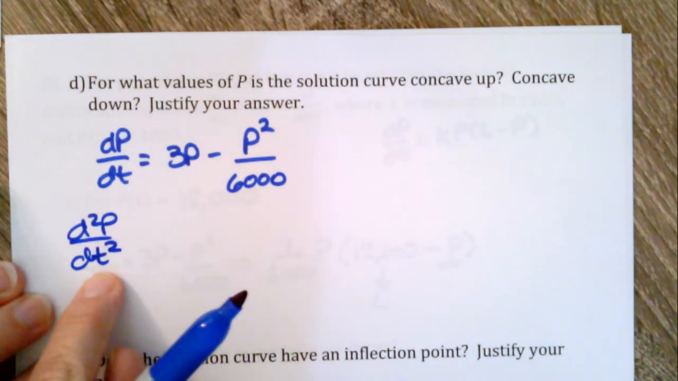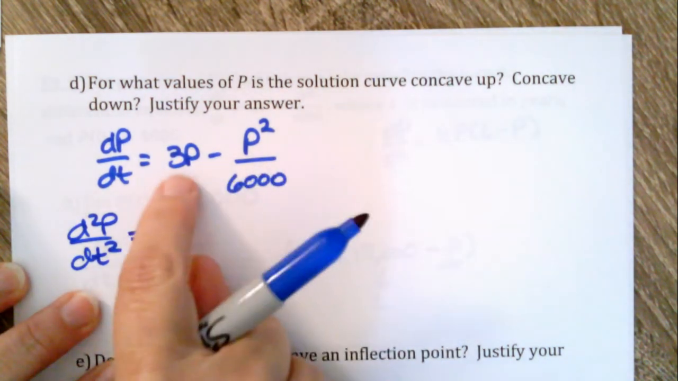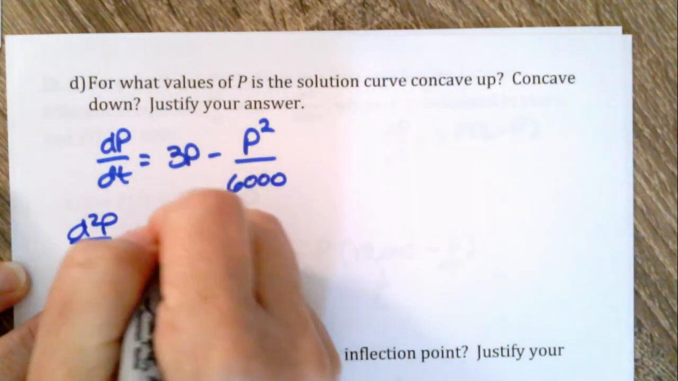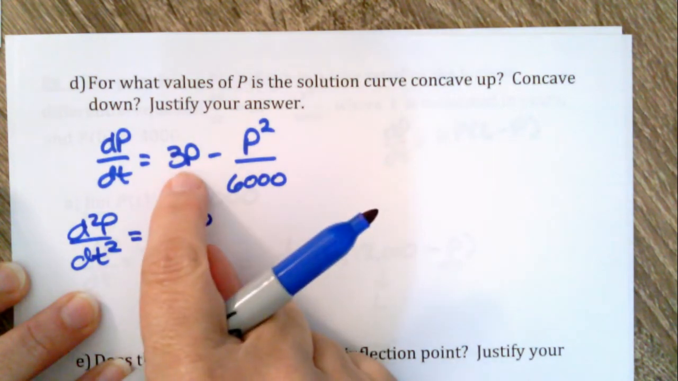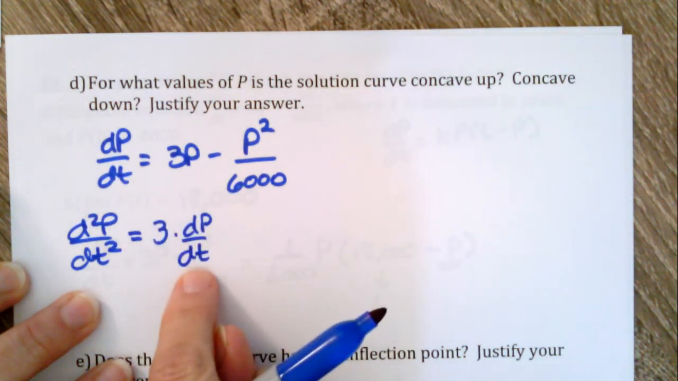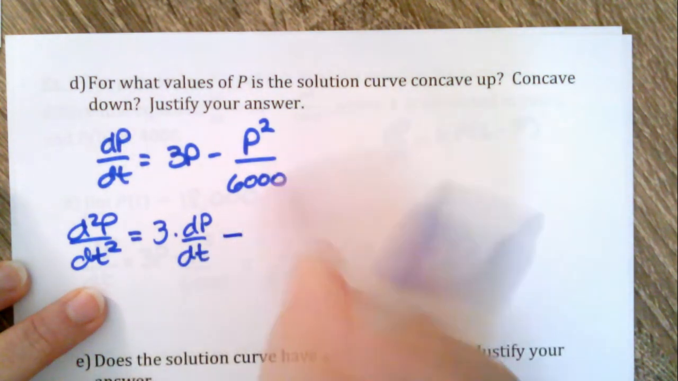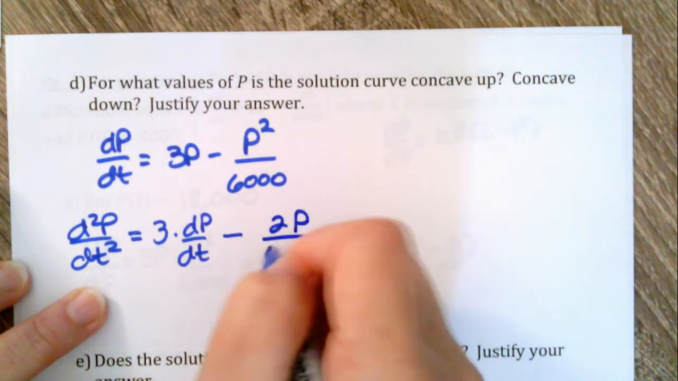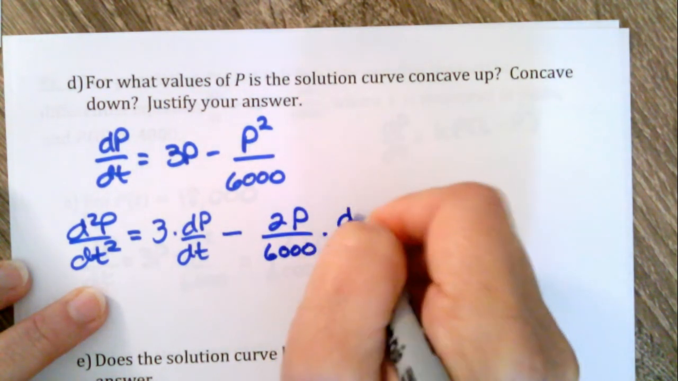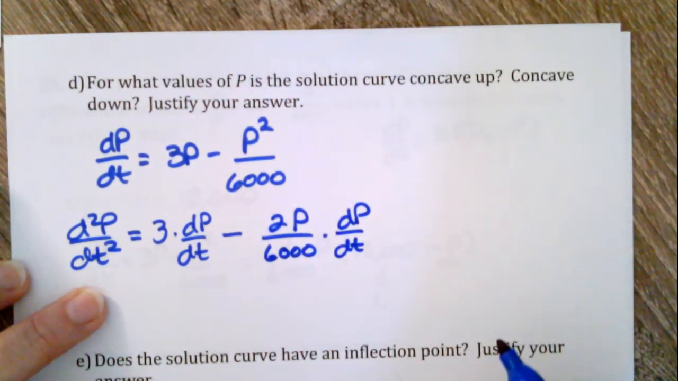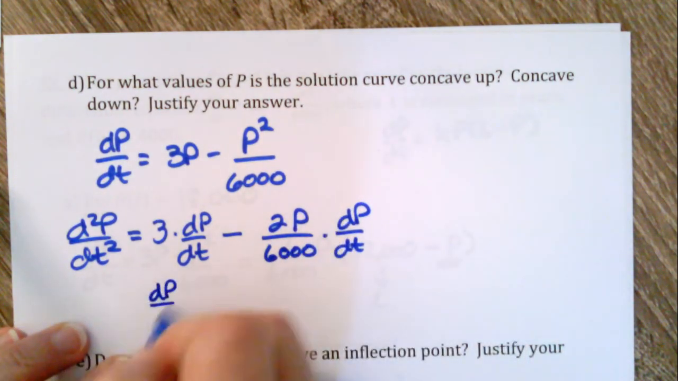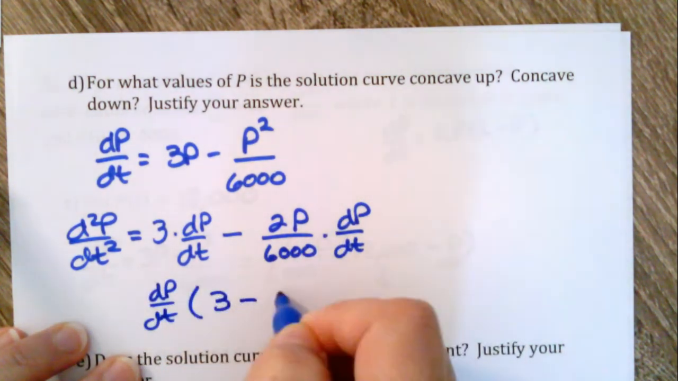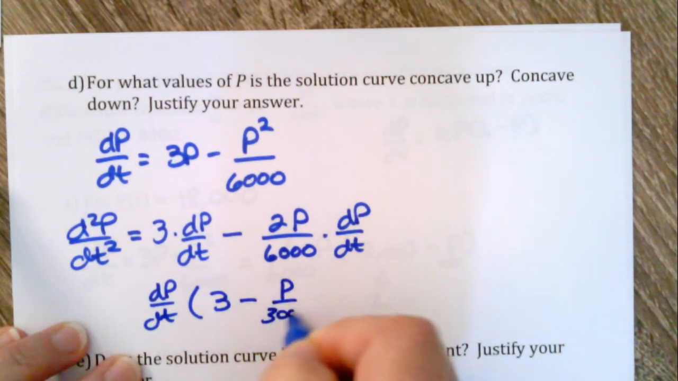Notice that we are taking a derivative with respect to time. And so when I take the derivative of 3P, that's going to be 3, but I have to multiply times dP/dt because P is not t. We have to do the chain rule there, an implicit differentiation. Minus, if I take this derivative, 2P over 6,000, again times dP/dt. So then if I factor out that dP/dt, I'm going to make that P over 3,000.